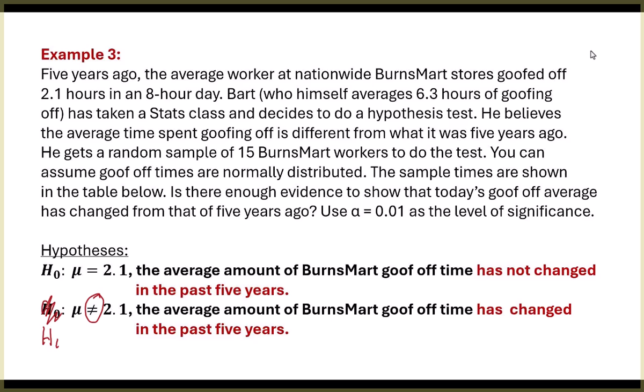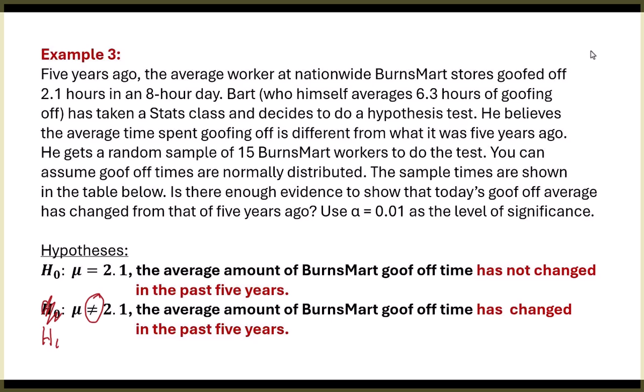So he gets a sample of 15 workers and gets their goof off time. And we're going to use alpha at 0.01 as the level of significance. Notice on this is a two-sided test. He wants to know, has it changed? Either has it gone down, has it gone up? Two-sided. And so your alternative hypothesis has that not equal to sign on it. Could be higher or lower. That's what we're testing for.